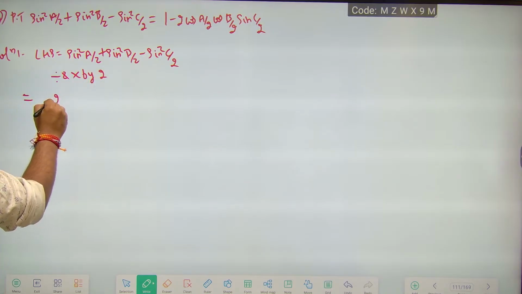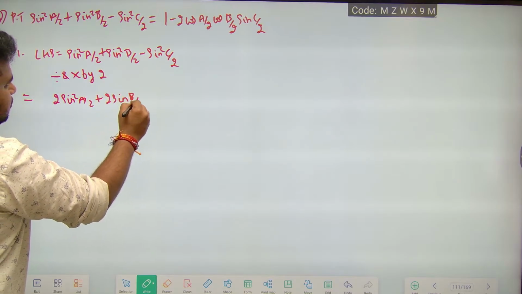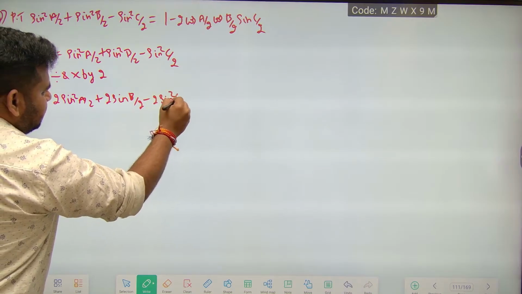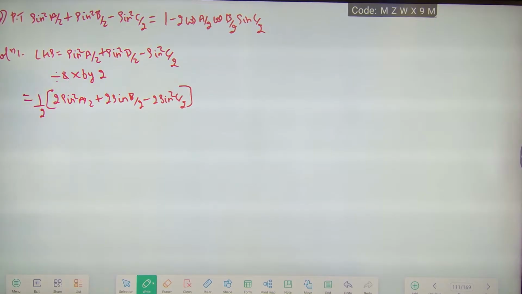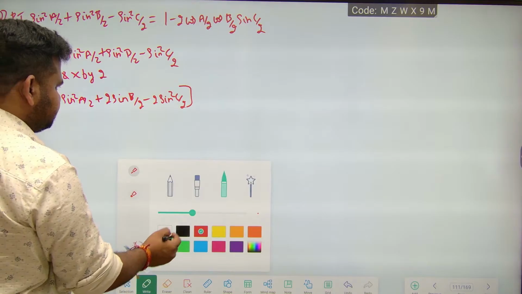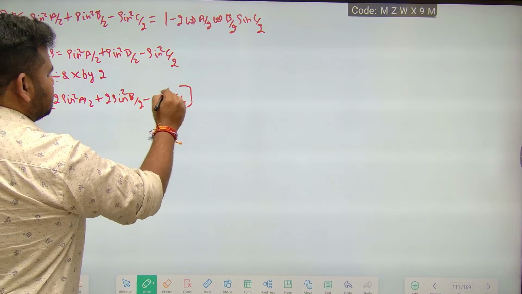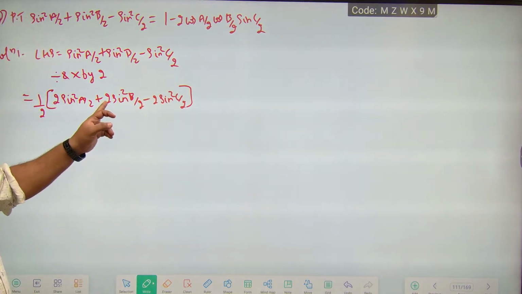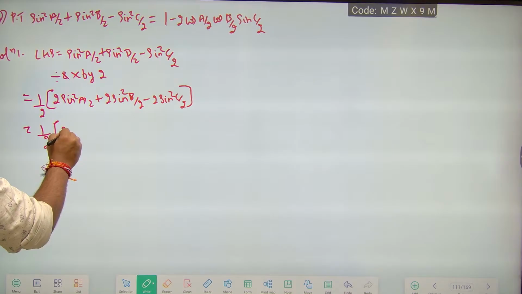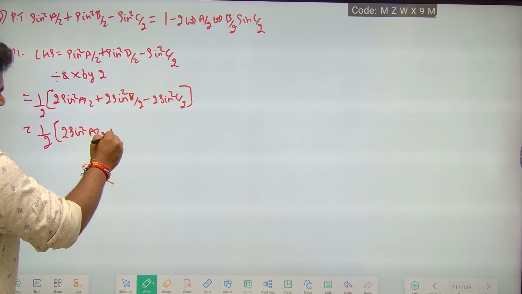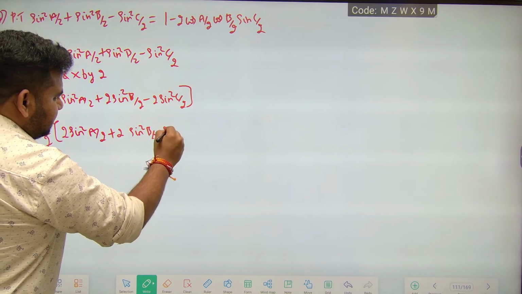So LHS will be 2 sin square A by 2 plus 2 sin square B by 2 minus 2 sin square C by 2, but outside also we have to divide by 2, so I will write 1 by 2. Now focus on this. If I take 2 common, next step, half into 2 sin square A by 2 plus 2 into sin square B by 2 minus sin square C by 2.